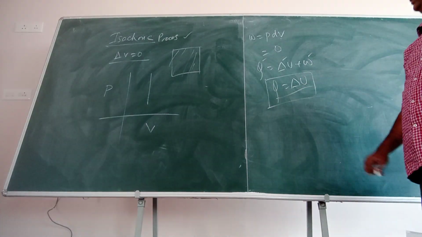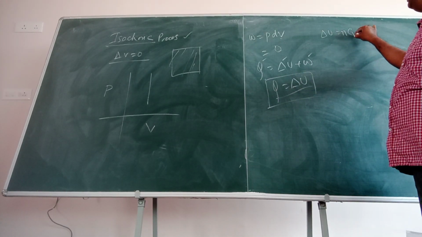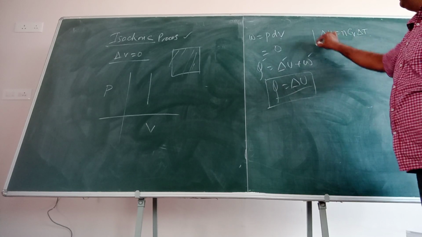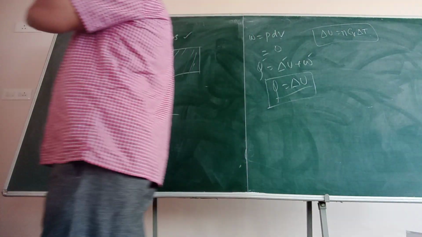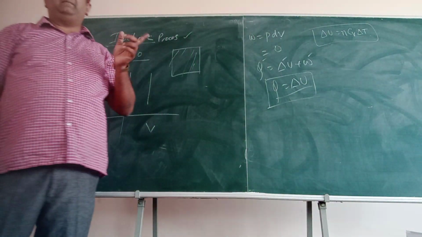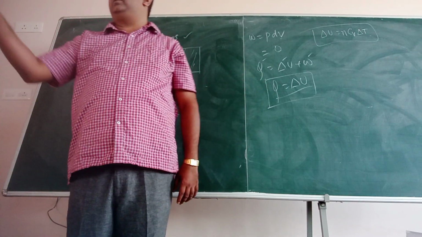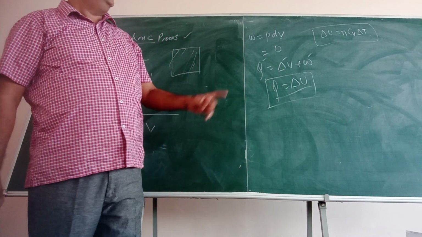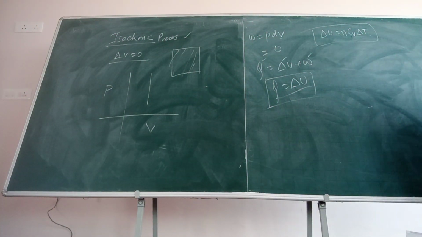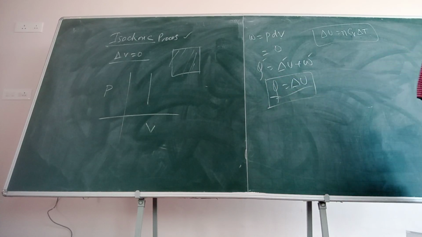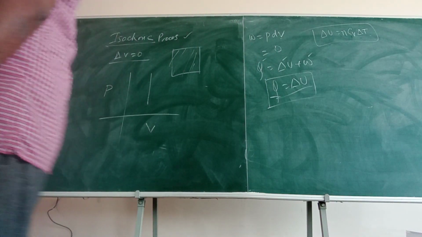How do you find delta U? Delta U is equal to, just now we have seen, n Cv delta T. This is the equation. n Cv delta T. You might have seen MST, M into S into delta T. Basically S means specific heat, M means mass. Here we are talking in terms of molar mass, n Cv delta T. This is the expression for Q. So this is about the isochoric process.